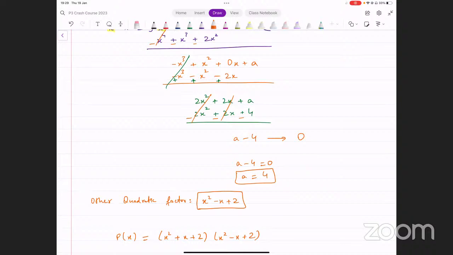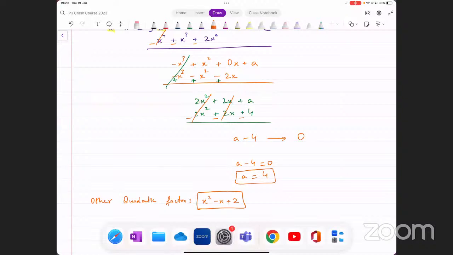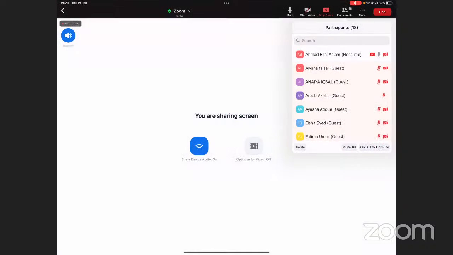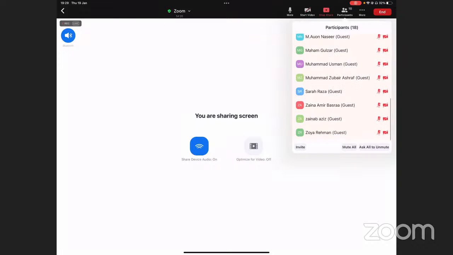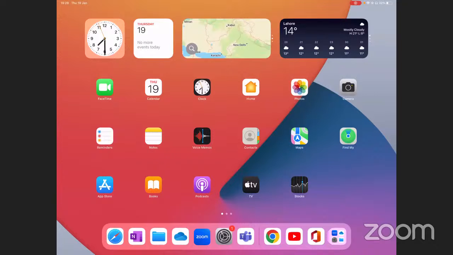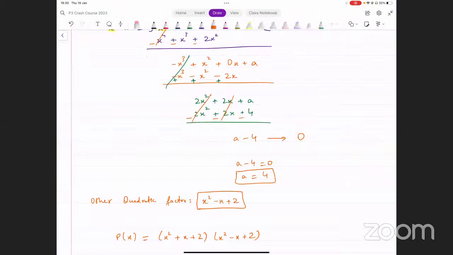Why is this class so silent? Is this all right? Can you guys respond? जी sir. Okay. Started raining here. That's good.